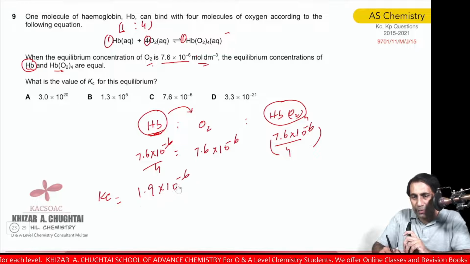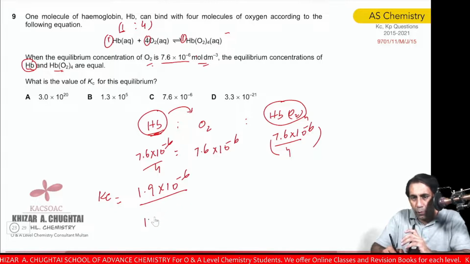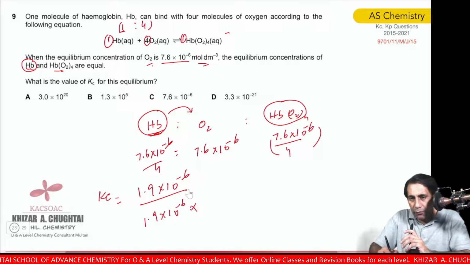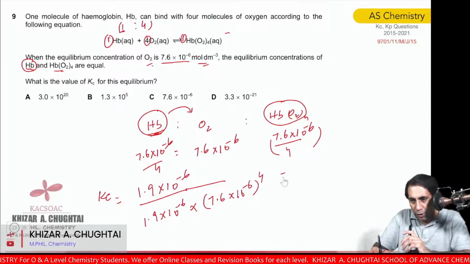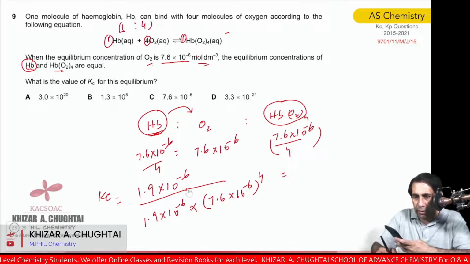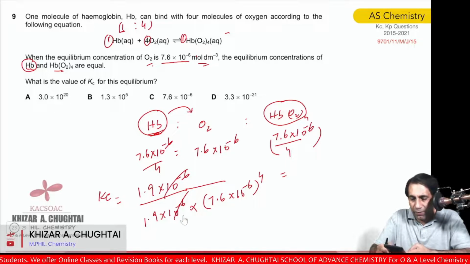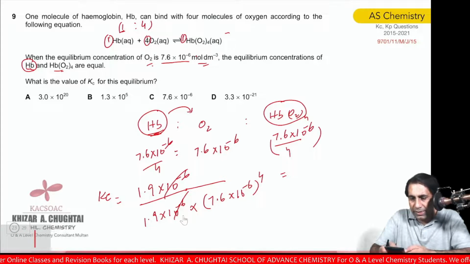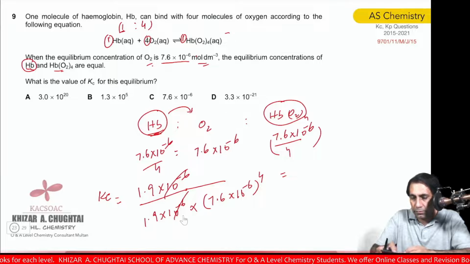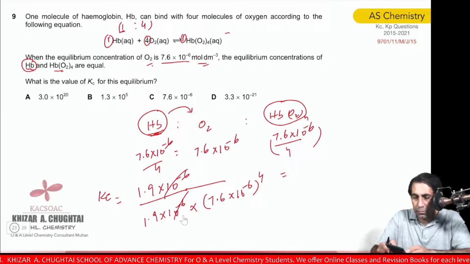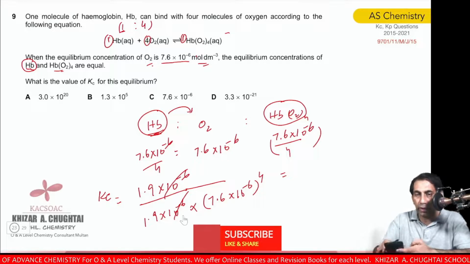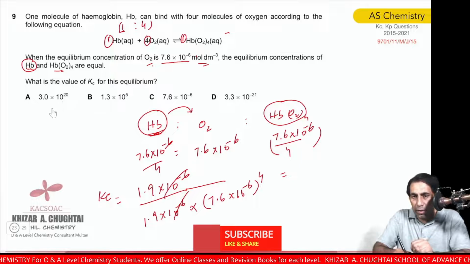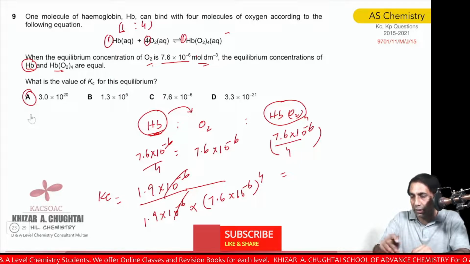1.9 into 10 to the power minus 6 divided by, again, 1.9 into 10 to the power minus 6, and for oxygen, 7.6 into 10 to the power minus 6 whole power 4. So what is the answer? They will be cancelled out, and we will get 1 divided by 7.6 into 10 to the power minus 6, and the answer is 2.99 into 10 to the power 20. Yes, almost 3 into 10 to the power 20. A is the correct option.